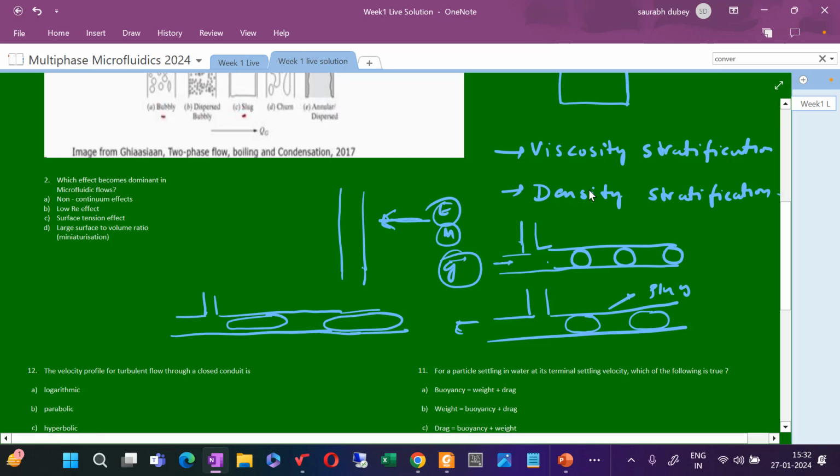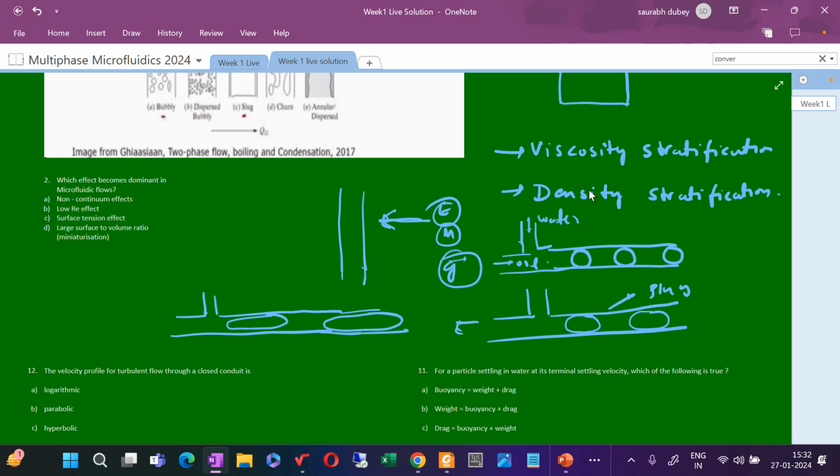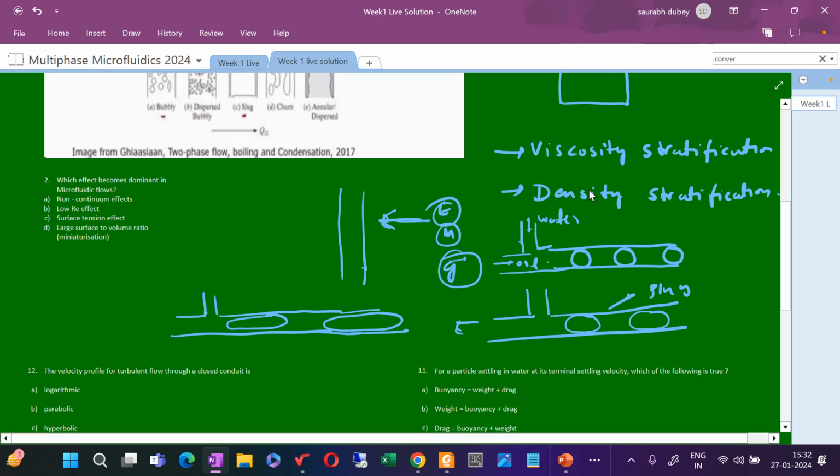I am talking about oil coming from this direction and water from here. If this increases a bit more, and the flow rate and everything is controlled in such a way, there is a chance that we will get this regime that sir has told about, the stratified flow. Your water is going like this and oil is coming like this. So you say this is the stratified condition.